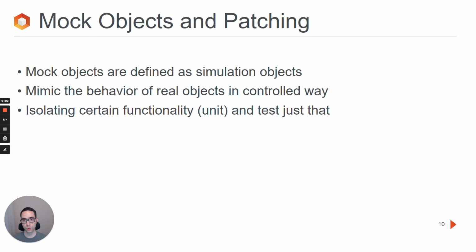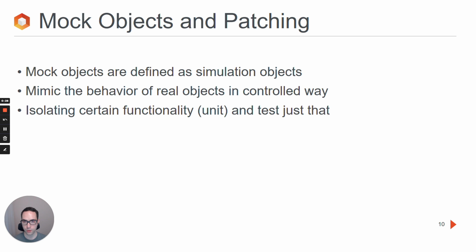In order to truly master test-driven development, we need to know how to use mock objects. So what are mock objects? Well, in object-oriented programming, mock objects are basically simulation objects. They mimic the behavior of real objects in a controlled way. You might ask yourself, why would anyone do that?